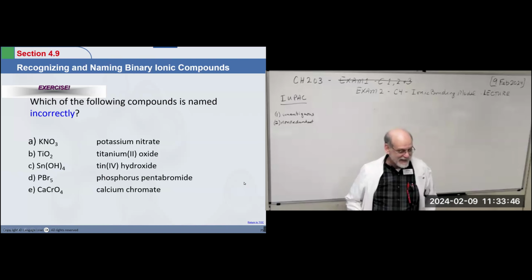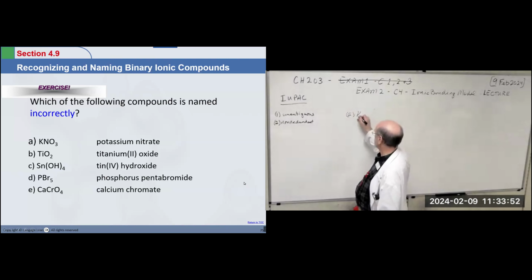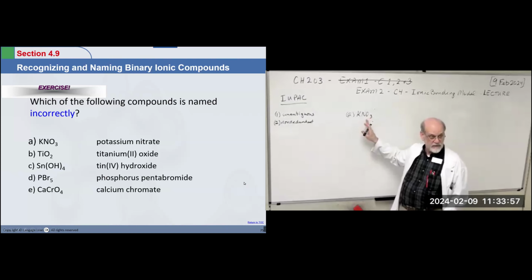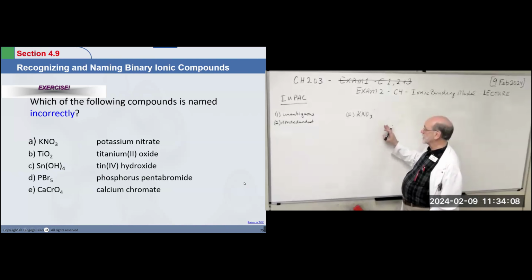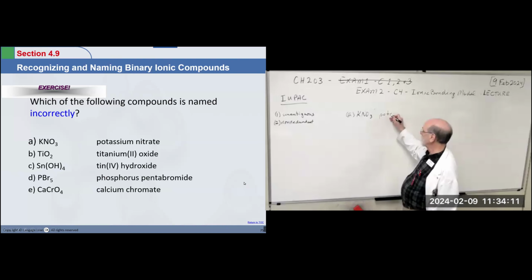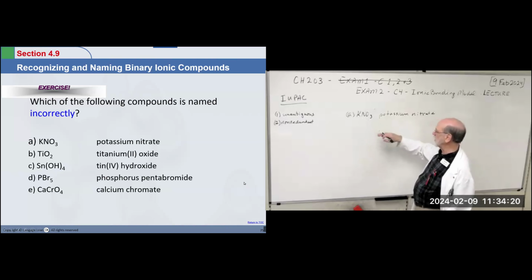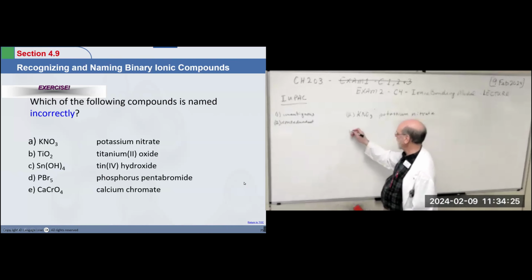The first one, KNO3. What type of compound is that? Well, it's a metal and a polyatomic with a nonmetal. So it's either a 1 or a 2, right? But potassium is from alkali metals. That makes it a 1. Right, so we would say potassium nitrate. That's the polyatomic ion here. NO3 is nitrate. So that one's named correctly. Okay, how about B?